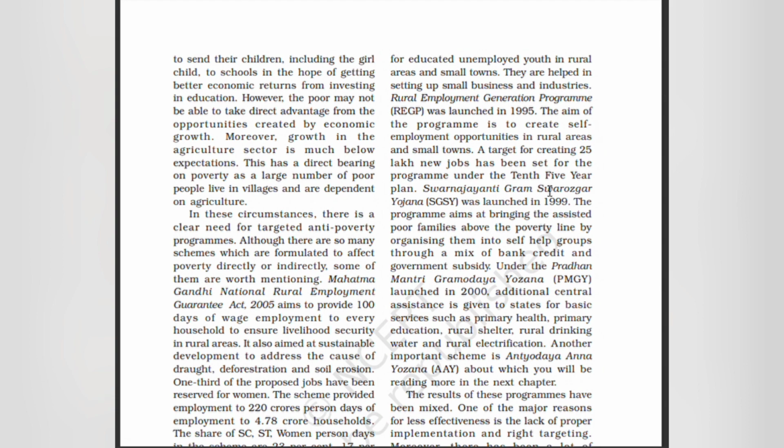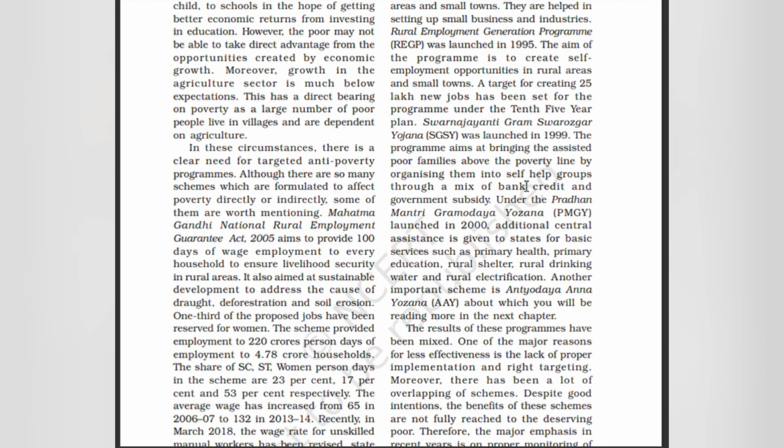Swarnajayanti Gram Swarozgar Yojana (SGSY) was launched in 1999. The program aims at bringing the assisted poor families above the poverty line by organizing them into self-help groups through a mix of bank credit and government subsidy. Under the Pradhan Mantri Gramodaya Yojana (PMGY) launched in 2000, additional central assistance is given to states for basic services such as primary health, primary education, rural shelter, rural drinking water, and rural electrification. And an important scheme is Antyodaya Anna Yojana, AAY, about which you will be reading more in the next chapter.